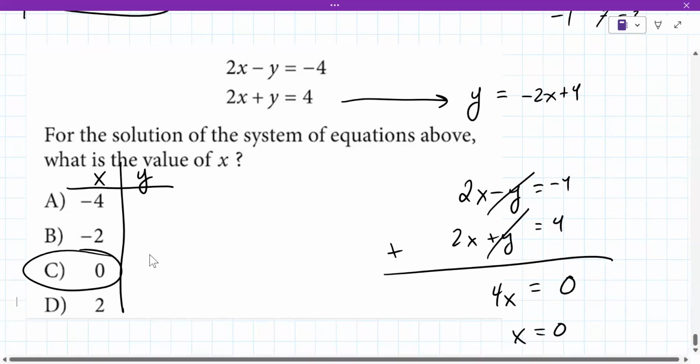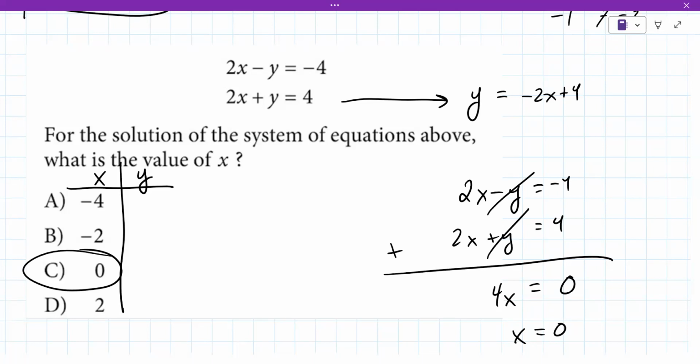Whereas if you make a table, you've got to put -4 in there, -2 in there, 0 in there, and so on, and try them in the other equation. But it will always get you the right answer, whereas if you forget how to solve, you're totally stuck. All right.